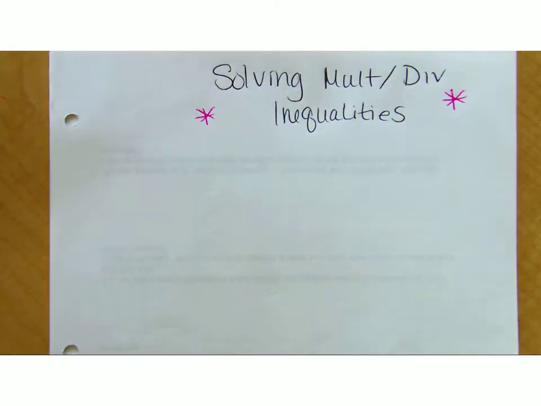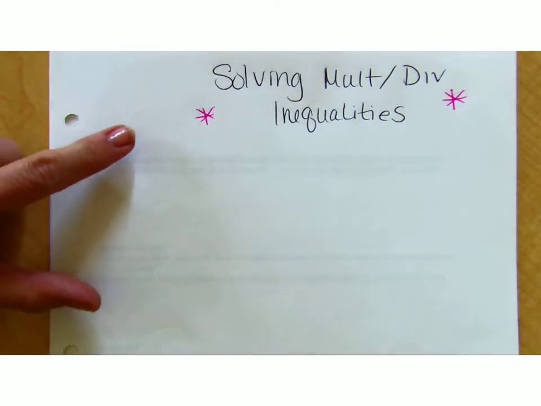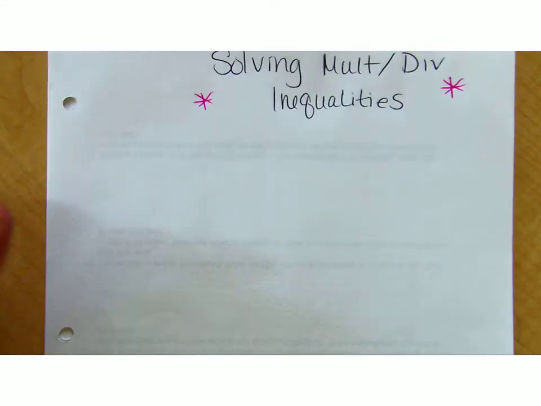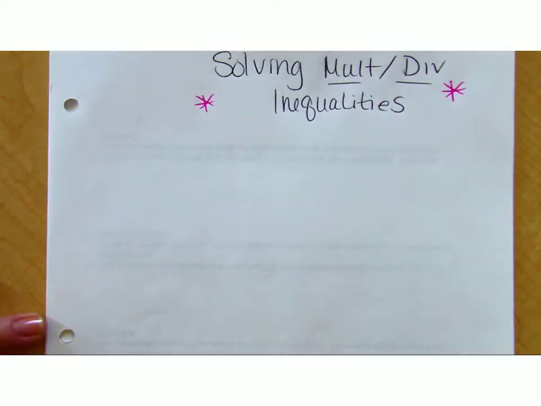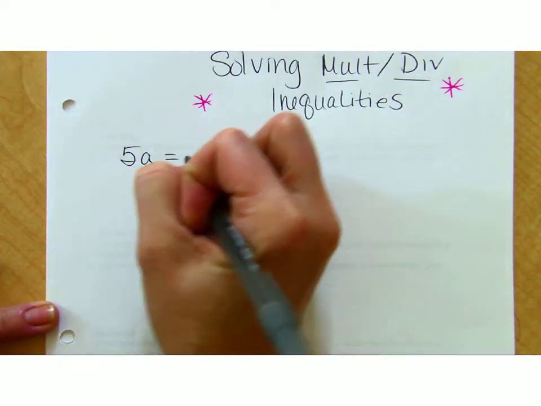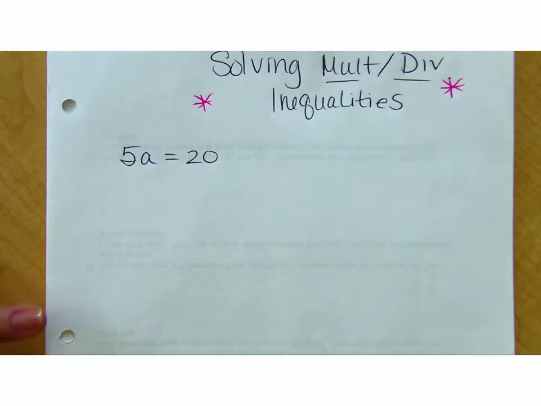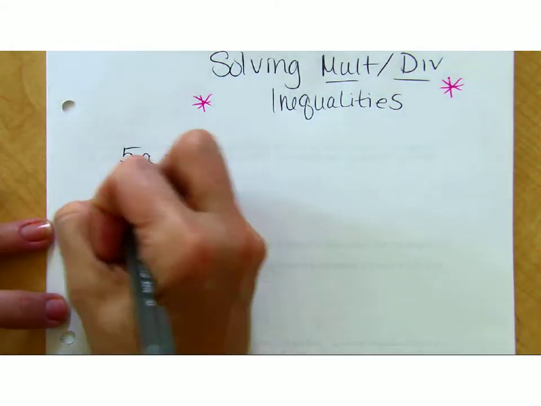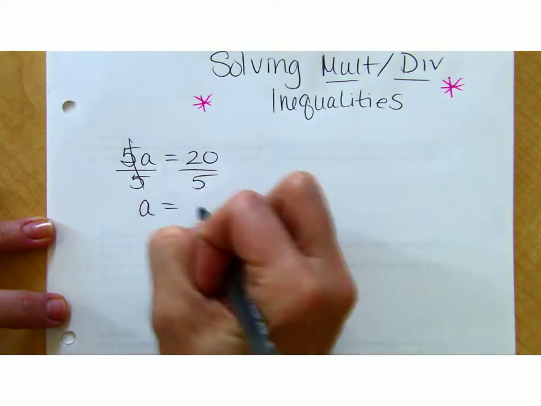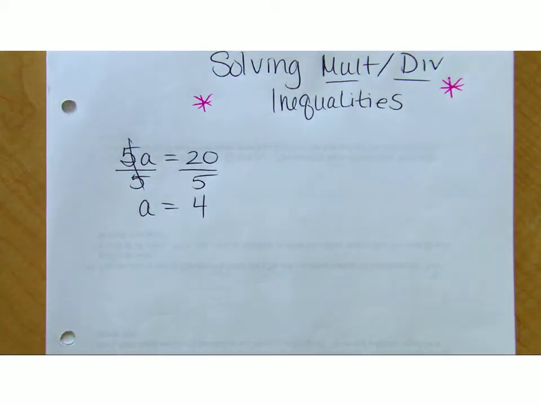Ready? It's crazy important that you pay attention because we have to make sure we understand how to do this. I know you're like, well, we just did adding and subtracting. How different can it be, right? Because if I take 5a is equal to 20 and I solve it, I just divide. A is equal to 4, right?